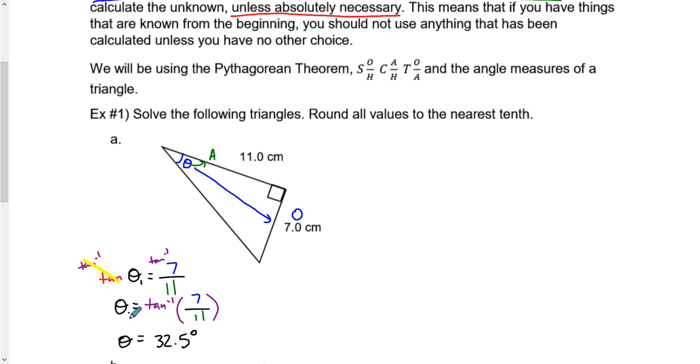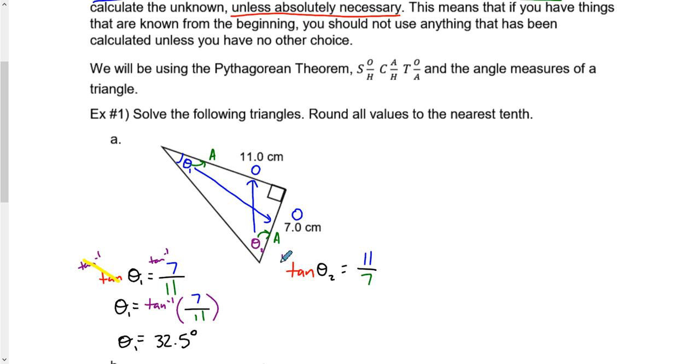Now I'm going to call this theta 1 because we're also going to have to solve for the other angle, which I will call theta 2. This one will be theta 1, this will be theta 2. So our theta 2, in this one, this would be our opposite side, and this one will be the adjacent side. Meaning we're going to use our tangent ratio again. So the tangent of theta 2 equals the opposite side, which is 11, divided by the adjacent side, which is 7.